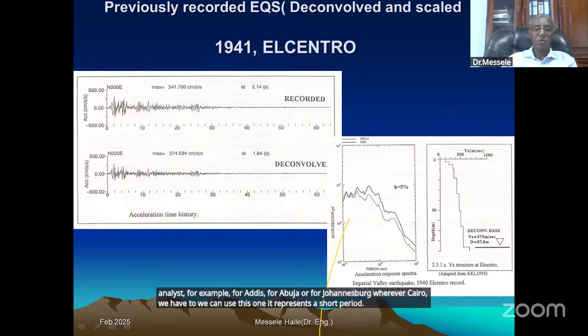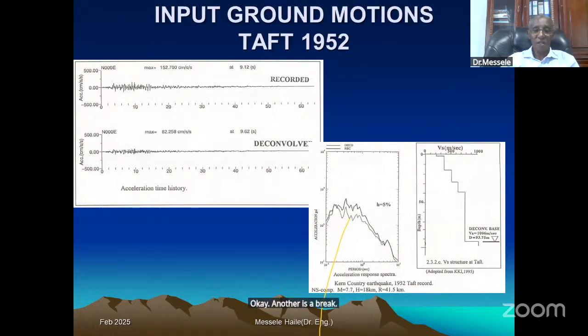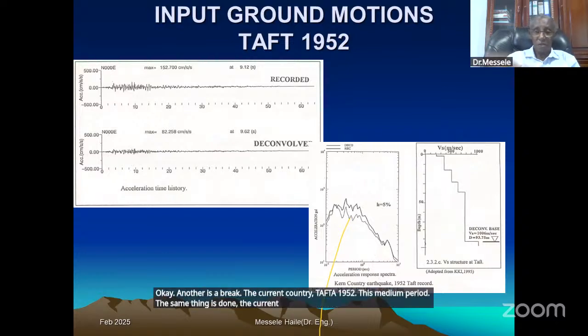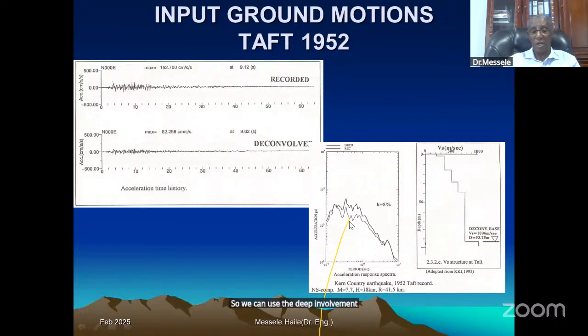Okay. Another earthquake, the Kern County, Taft 1952. This is a medium period earthquake. The same thing is done. The Kern soil is deconvolved to the bedrock, so the site effect is taken out. So we can use the deconvolved motion, but we have to again scale it.